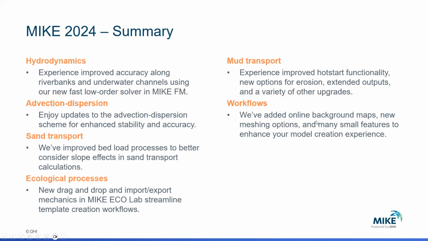So, in summary, what have you got for your SMA this year? Well, you've got a bunch of new hydrodynamics. You've got some improved advection dispersion calculations. Sand transport has been improved, so has LitPack. Ecolab has been given a lot of love. Mud transport has been given an awful lot of love. And hopefully, the changes to the workflows mean you'll be even more efficient when using Mike products.